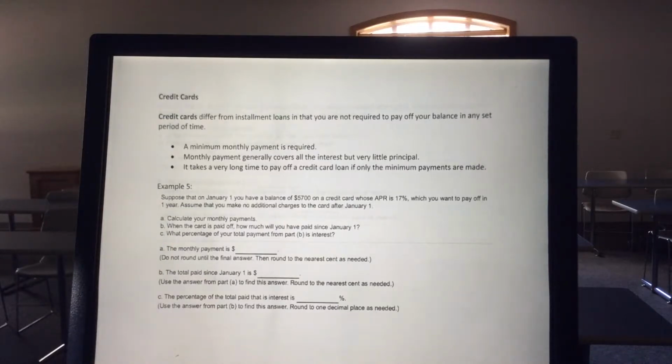Okay, so in example 5, suppose that on January 1, you have a balance of $5,700 on a credit card whose APR is 17%, which you want to pay off in 1 year. Assume that you make no additional charges to the card after January 1. So in part A, you want to calculate your monthly payments, and then when the credit card is paid off, in part B, how much will you have paid since January 1, and what percentage of your total payment is going towards interest.